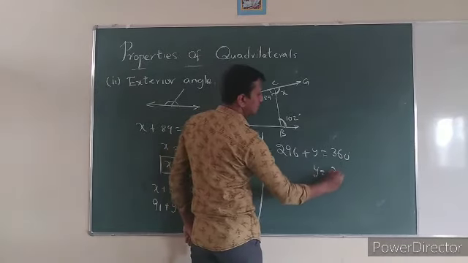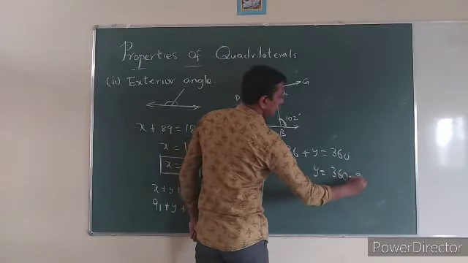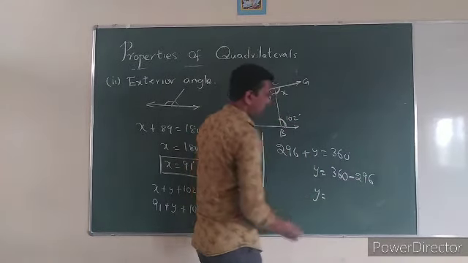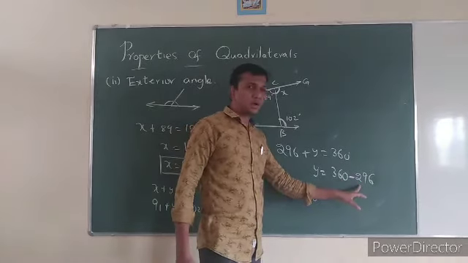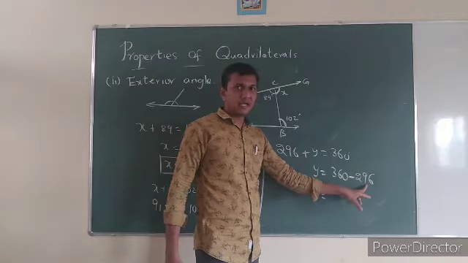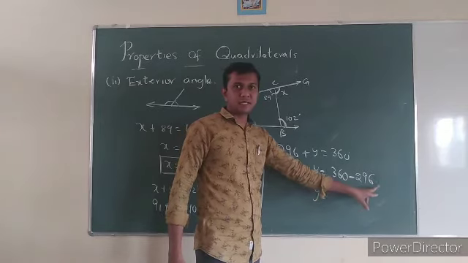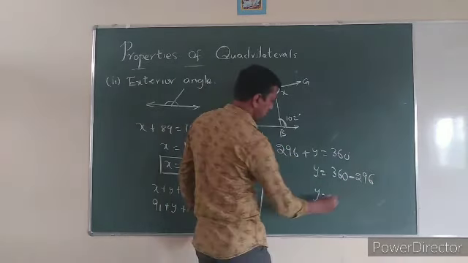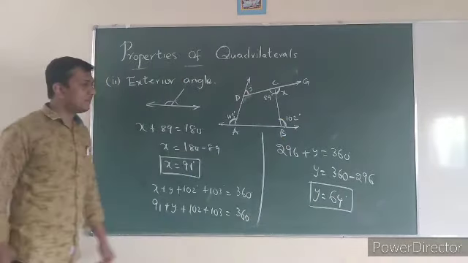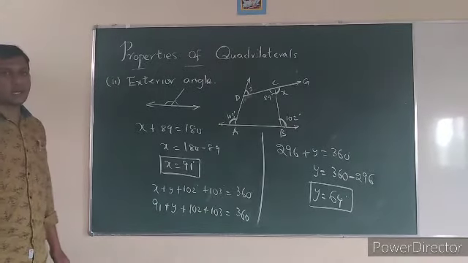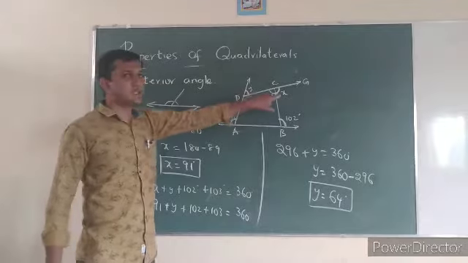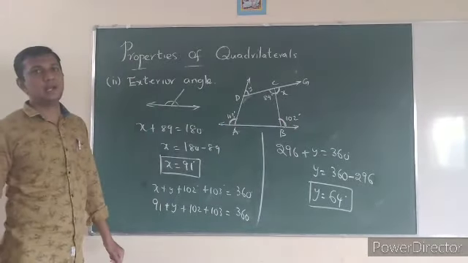Now y is equal to 360 minus 296. From 360 you subtract 200, 160. From 160 again you subtract 90, 70. From 70 you subtract 6. How much? 64 degrees. So y value is equal to 64 degrees. So this is how you have to solve the unknown values, especially regarding the exterior angle.